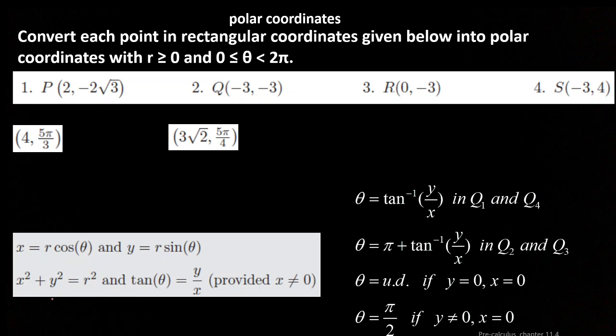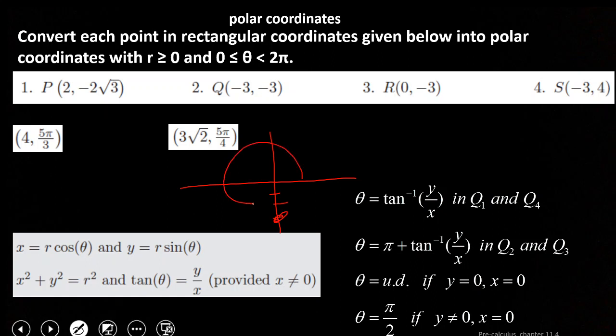All right. What about 0, negative 3? That's easy, because 0, negative 3 is over here. And all we can do is we get the angle, 270 degrees or 3 pi over 2. And then the radius, the r, is 3. So that one is 3 pi over 2 and 3.